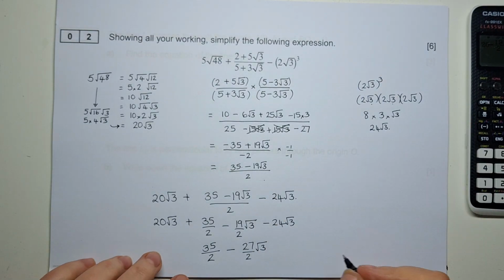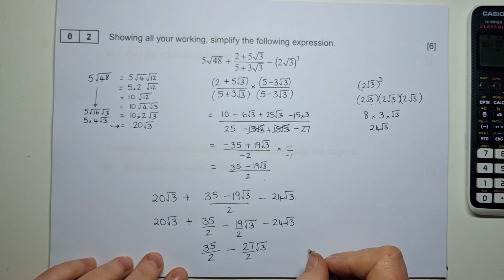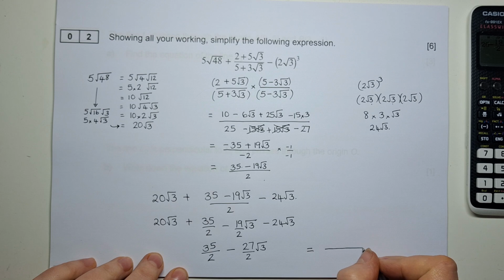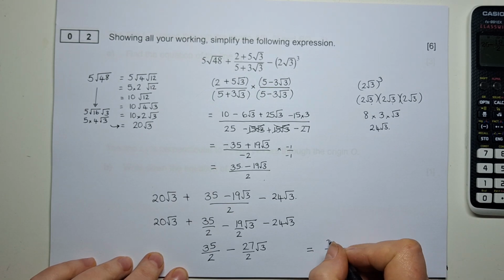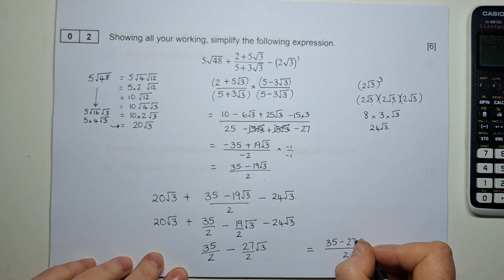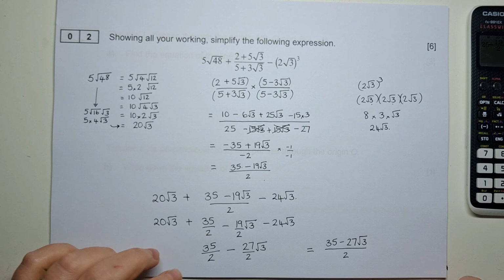And you can leave it there. You could take the 2 as a common denominator like that and write it like so, or you could bring it out at the front as a half. Okay, it's a bit awkward, it doesn't have a nice answer, but you can check it on the calculator at the end.